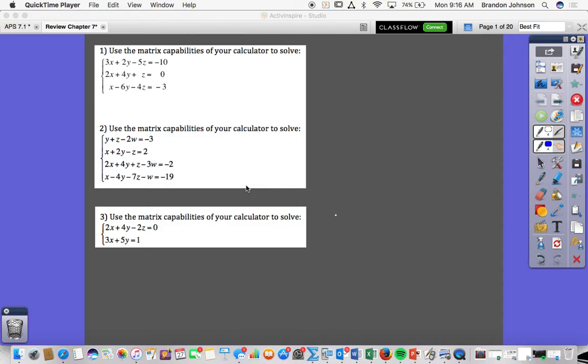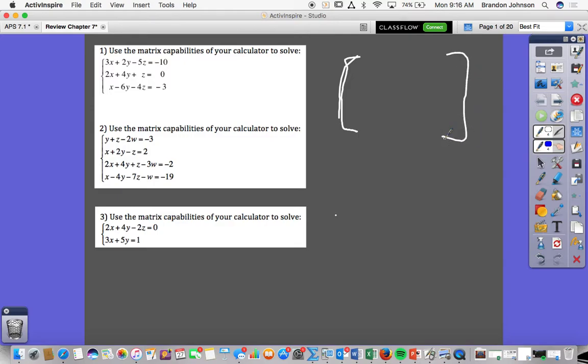So let's do this. We're going to look at just number one real fast. One thing in matrices you need to understand is that when we set this up, it basically has the x's in the first column, y's in the second, z's in the third, and then our solution. So the numbers should go like this: 3, 2, negative 5, negative 10. The second one would be 2, 4, 1, 0. The next one is 1, negative 6, negative 4, and negative 3.